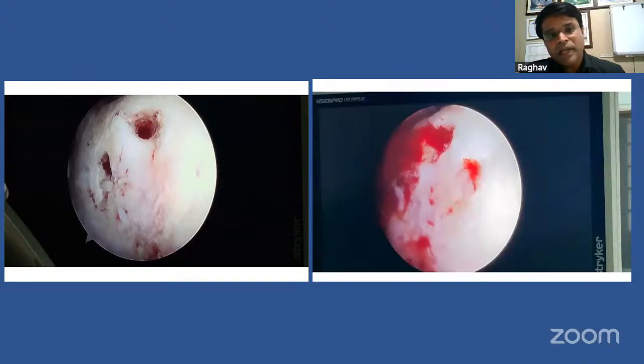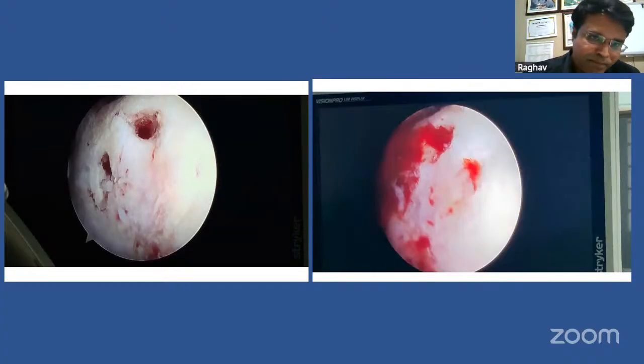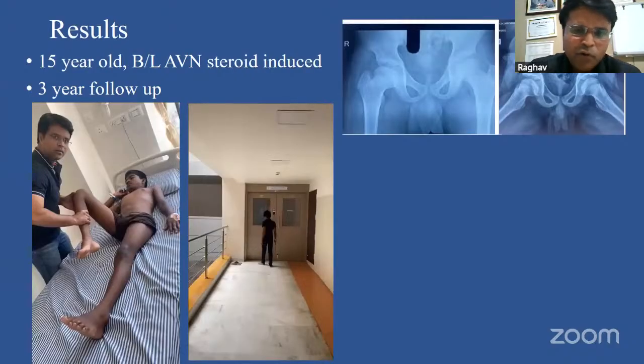This patient I have around a 3-year follow-up. He has minimal symptoms, not completely off symptoms, but bearable. At 3-year follow-up now, he is not ready for THR yet. Now, these are a few results. I'm not going to talk about all my results. A few patients I'll talk about.